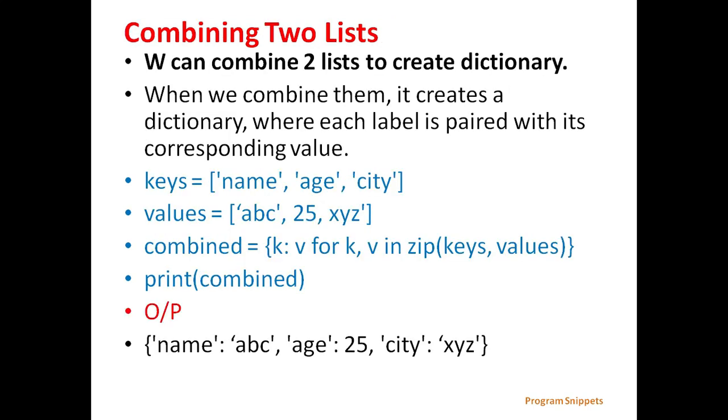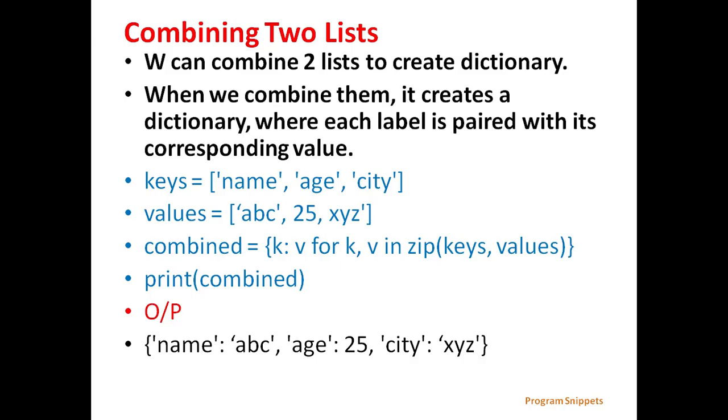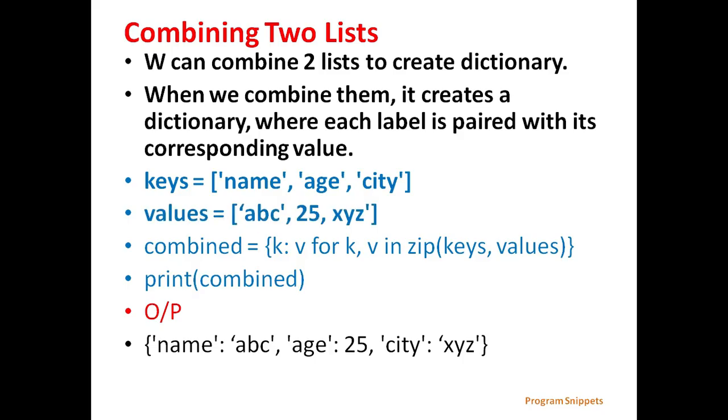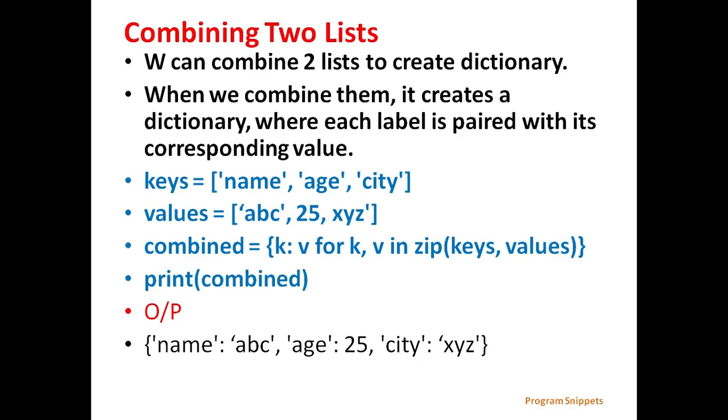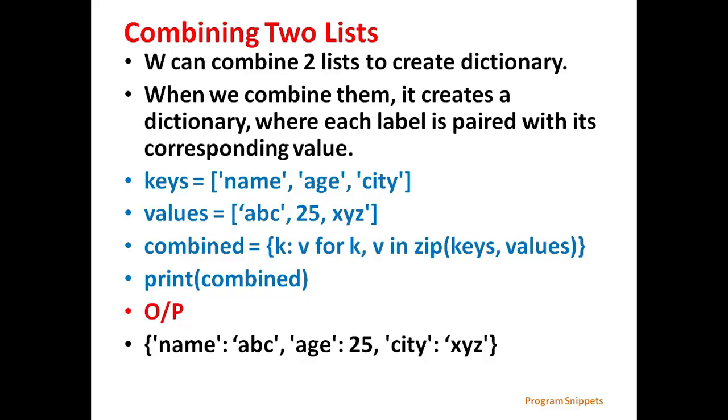We can combine two lists to create a dictionary and when we combine them, it creates a dictionary where each label is paired with its corresponding value. For example, here we have defined two lists, first with keys as name, age and city and the second with values, and we will create a new dictionary with the zip function for keys and values. And when we execute it, it will give the output as name as key, value as ABC, age as key, value as 25 and city as key and XYZ as value.